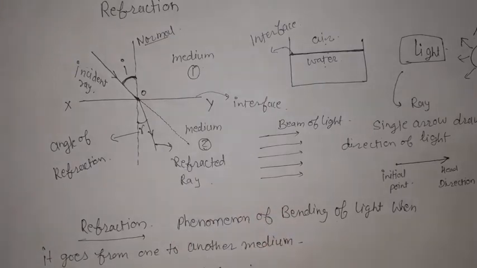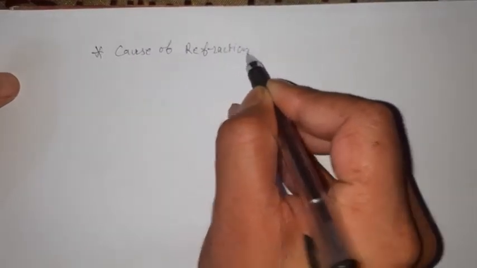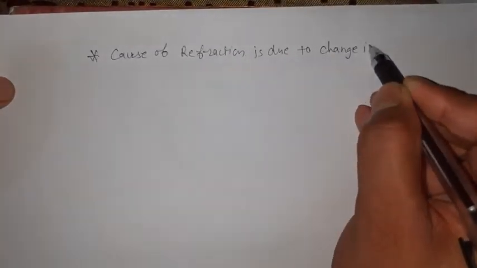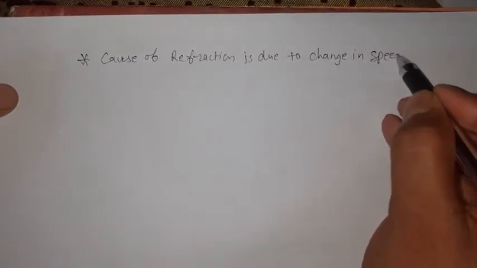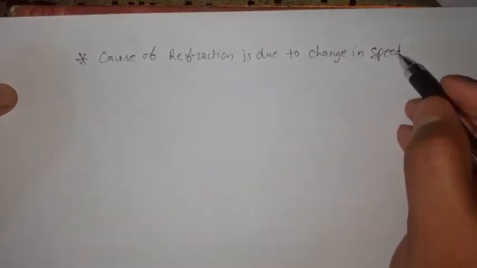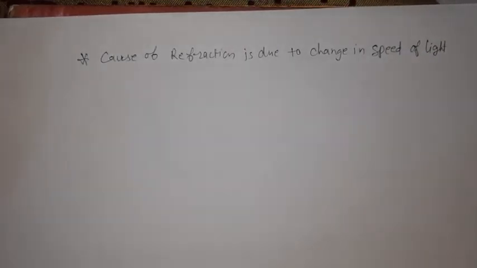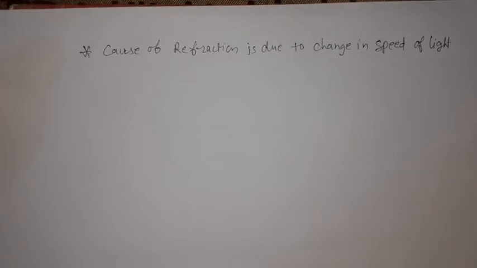Now why is there this bending of the light? The reason behind this bending of light is refraction. What causes refraction? Refraction is caused due to the change in speed of light. So due to this, refraction is going to be caused.